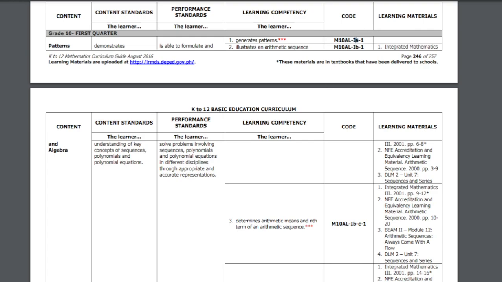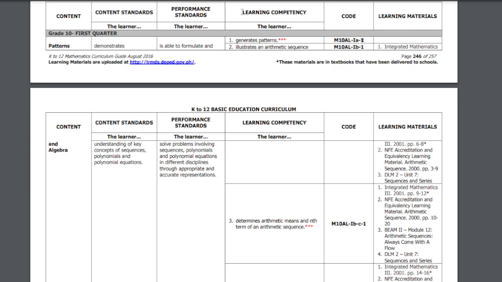Then the Roman numeral here talks about the quarter. The lowercase here talks about the week. So we have 1 week to discuss this particular competency. And finally, the number here is indicating the competency level.